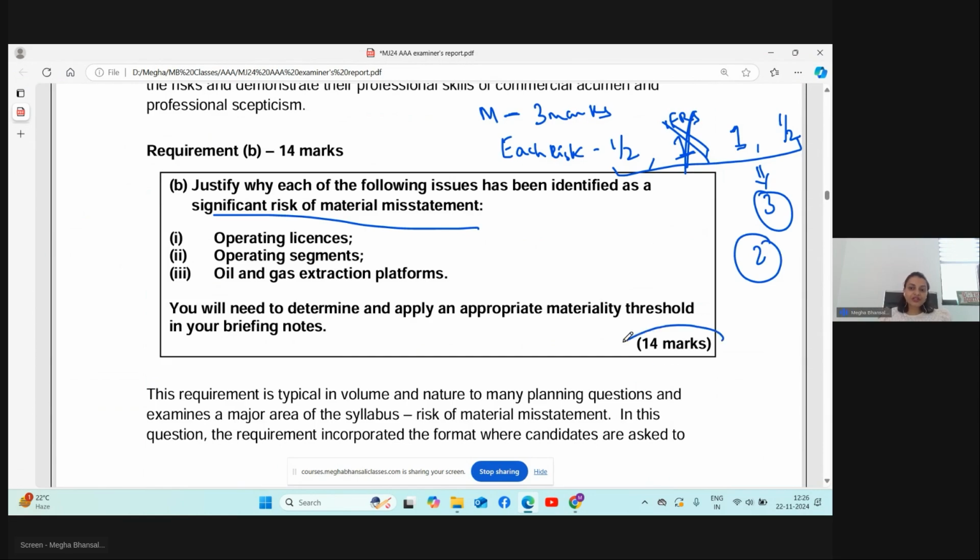Now something like this, 14 marks. How do I know? How do I break it up? 3 marks for materiality, so I'm left with 11 marks. I have 3 things to be explained here. If I am explaining three IFRSs here, then probably 4 points is enough. If I'm giving reference to IFRS and I'm explaining the risk, I'm talking about materiality, 4 points are more than enough. Now, 3 things I have to write. Even if I write probably two points for each of it, I am good to go. So, probably something like that is how you can break it down.